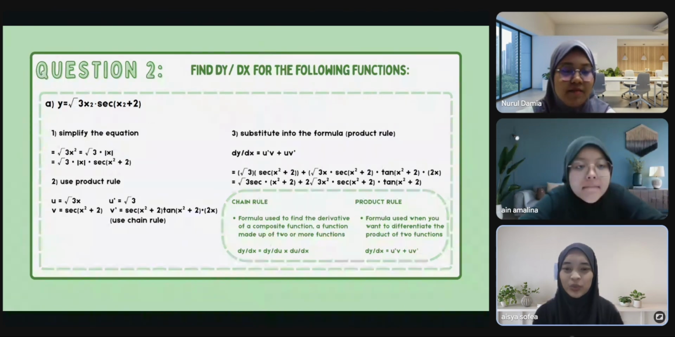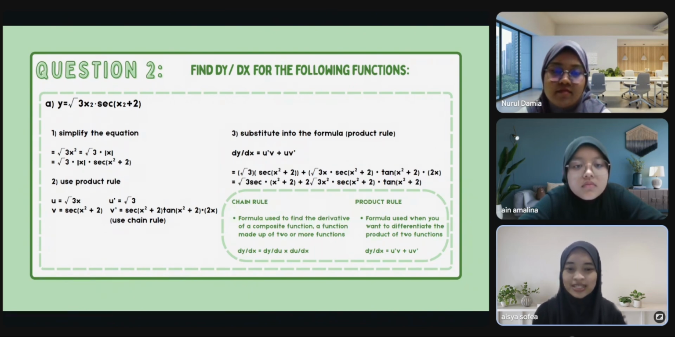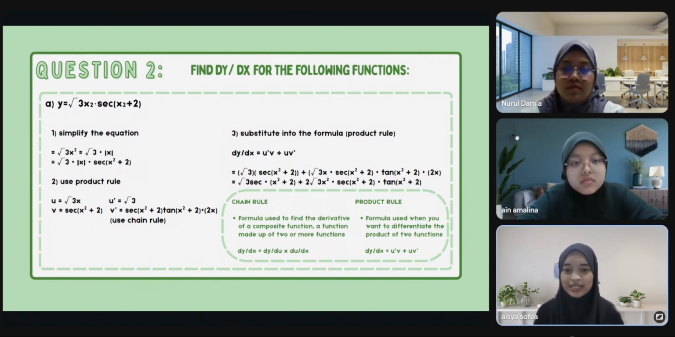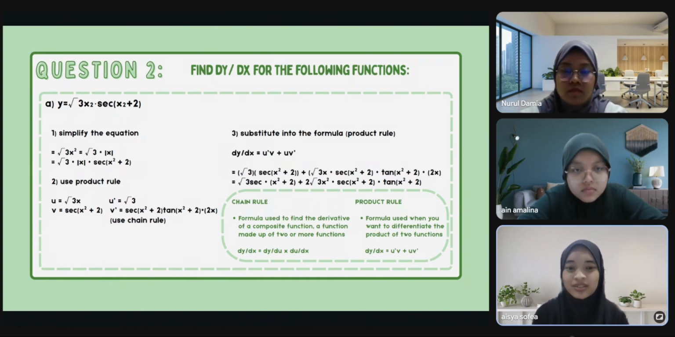For the third step, we will substitute into the formula, which is the product rule: dy over dx equals u prime v plus u v prime. So it will become square root 3 times secant of (x squared plus 2) plus square root 3x times secant of (x squared plus 2) times tangent of (x squared plus 2) times 2x. So for the final answer, it will be square root 3 secant of (x squared plus 2) plus 2 square root 3 x squared times secant of (x squared plus 2) times tangent of (x squared plus 2).